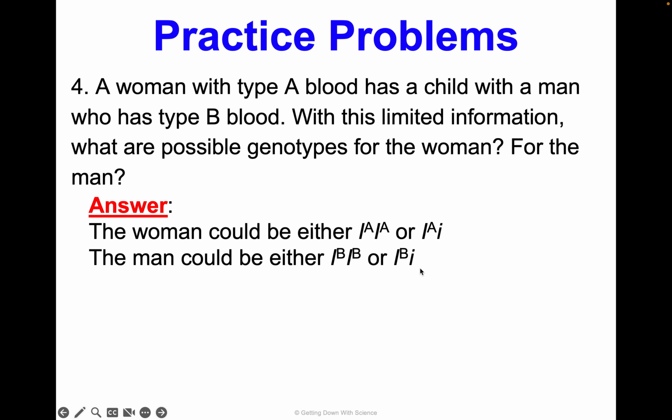So the woman can either have an immunoglobulin A, or immunoglobulin A and then no antigen being present. The man can either be immunoglobulin B, or it could be immunoglobulin B and then no antigen.